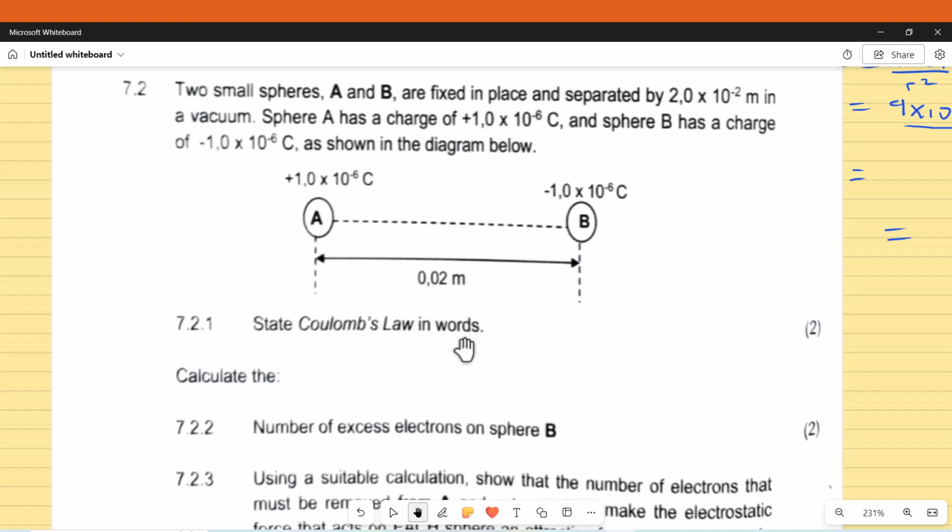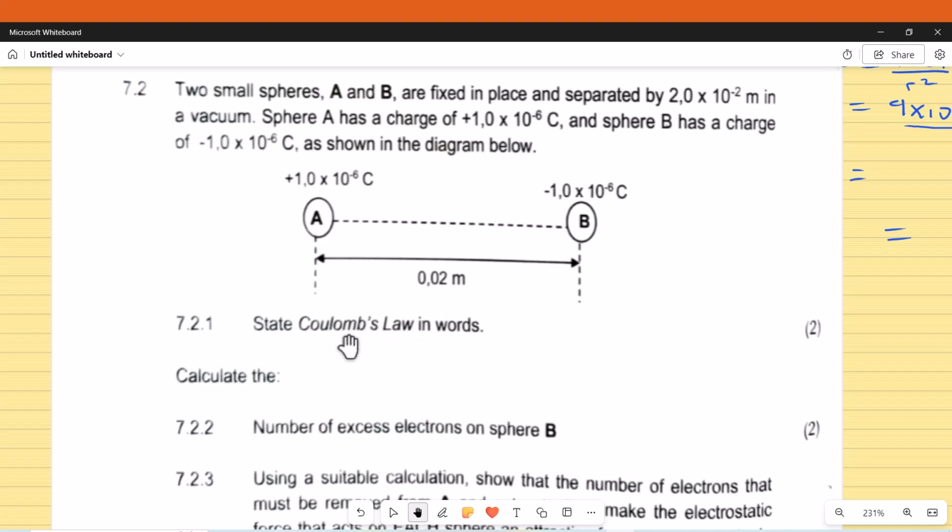State Coulomb's law in words. How do we state it? Coulomb's law: the force that one point charge exerts on another point charge is directly proportional to the product of the magnitude of the two charges, and inversely proportional to the square of the distance between their centers.